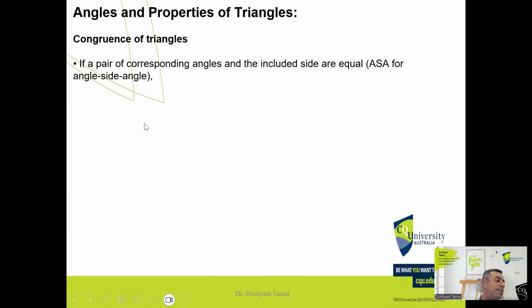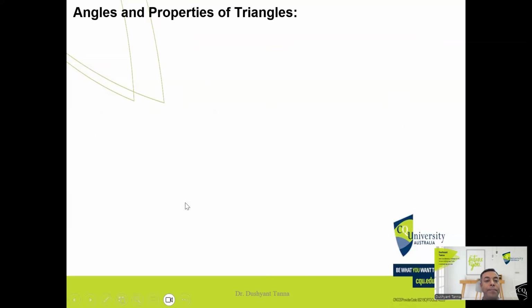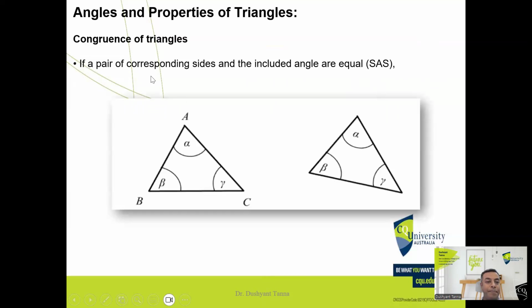Congruence of a triangle. If the corresponding angles are equal and the included sides are equal, that's called congruent. If a pair is called SAS, that's what we call it, side angle side. A pair of corresponding sides and the included angle. So if these two sides and the included angle are equal, and the same thing happens here, we call them congruent triangles.